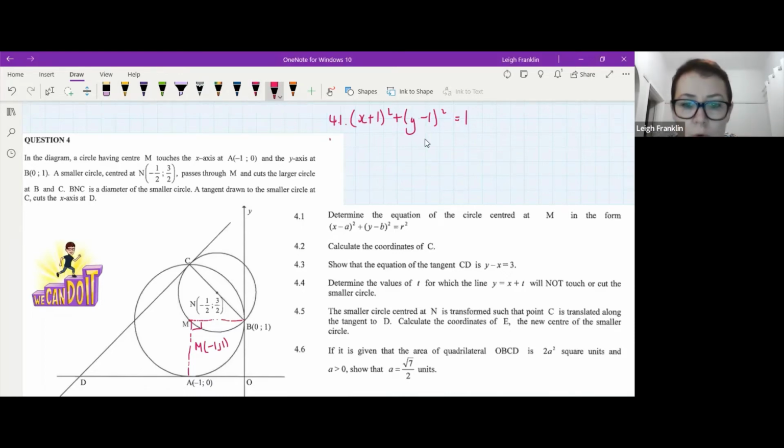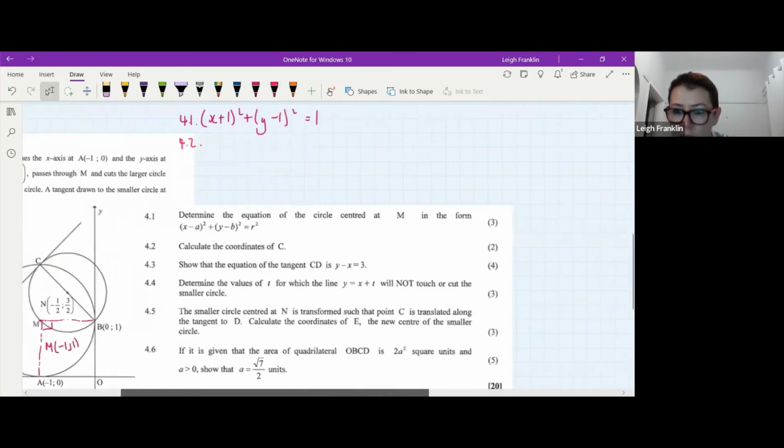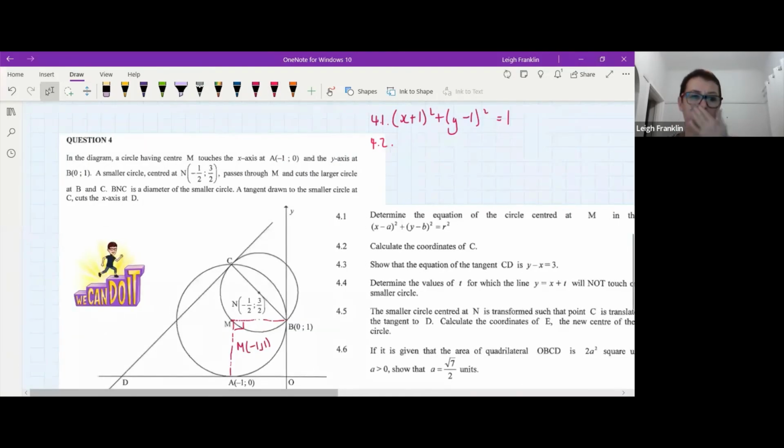Okay, question 4.2. Calculate the coordinates of C. Let's just see how many marks this is out of. Okay, only out of 2 marks. All right, well, that's also not a particularly difficult question.